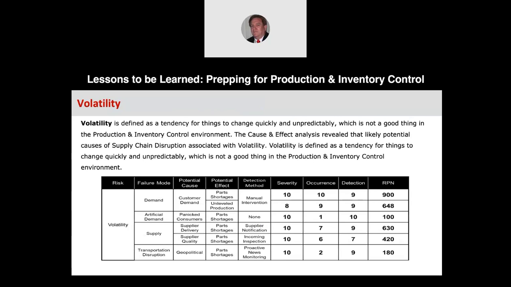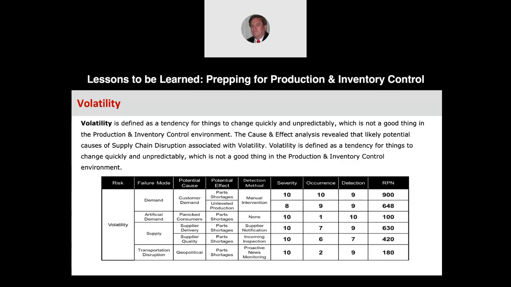So look at the chart down below. Your failure mode is demand. The potential cause is customer demand. So if the customer demand increases or changes, what's the potential effect? Part shortages. Because you get a real increase in demand, or you get a change in the product mix, you might not have the parts on hand. So this is a big one here.